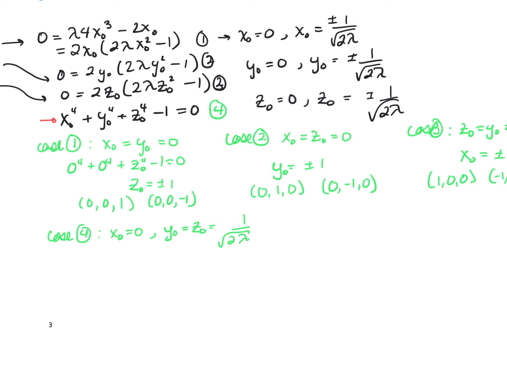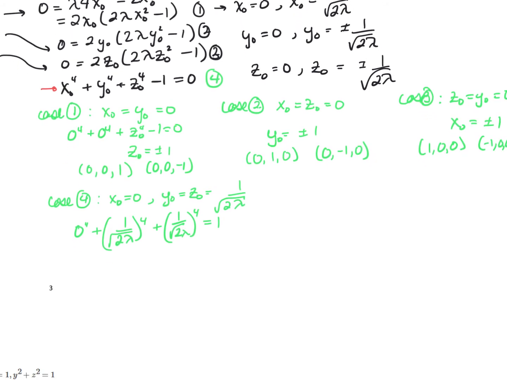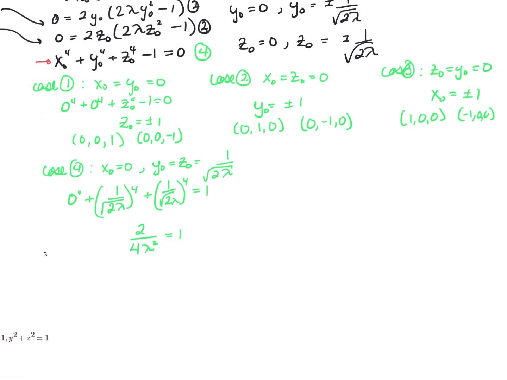And once again, I'm going to be putting this into my 4th equation. So I have 0 raised to the 4th power plus the square root of 1 over 2 lambda raised to the 4th power, plus 1 over the square root of 2 lambda raised to the 4th power is equal to 1. On the left-hand side, I'm going to get 2 over 4 lambda squared is equal to 1, which tells me I have 1 over 2 lambda squared is equal to 1. That tells me that lambda is equal to plus and minus the square root of 1 over 2.